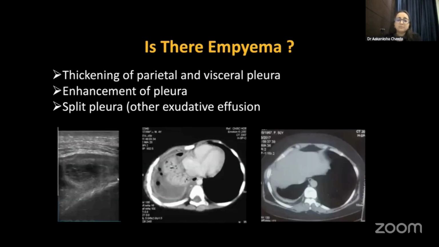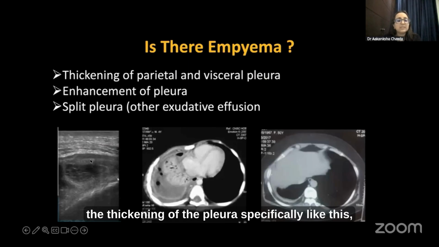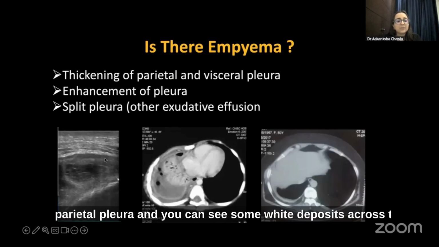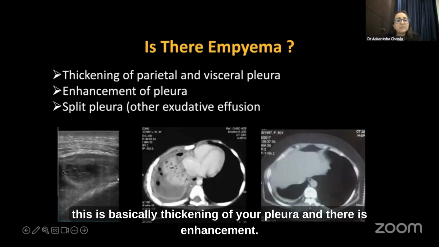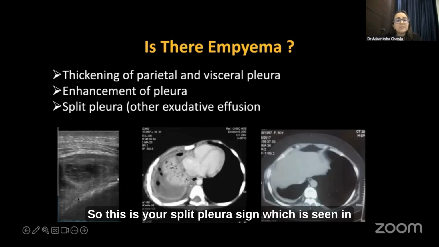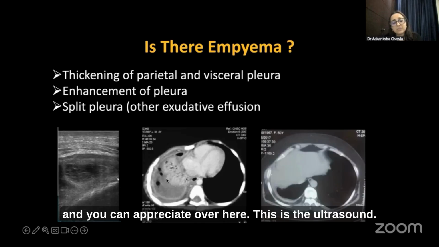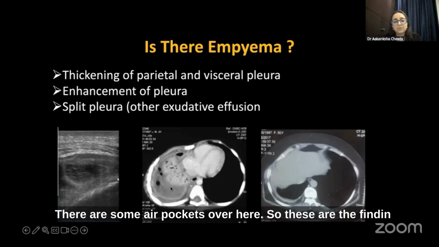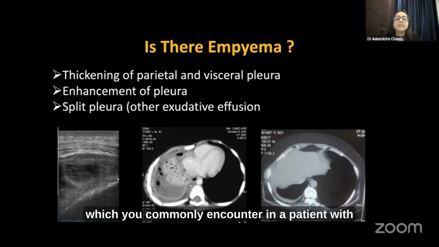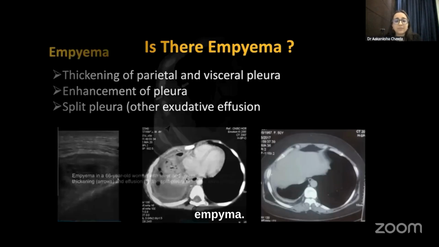Then, when you've seen enhancement and thickening of the pleura, specifically like this, you can appreciate the visceral pleura and the parietal pleura, and you can see some white deposits between these pleura. This is basically thickening of your pleura, and there is enhancement. So this is your split pleura sign, which is seen in empyema. Again, this is a CT sign basically. This was the ultrasound, this is the CT. The lung is lying collapsed. There are some air pockets over here. So these are the findings which you commonly encounter in a patient with empyema.